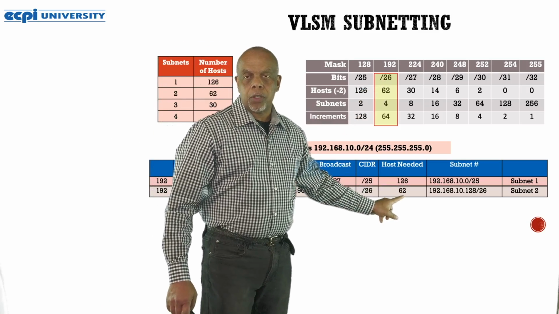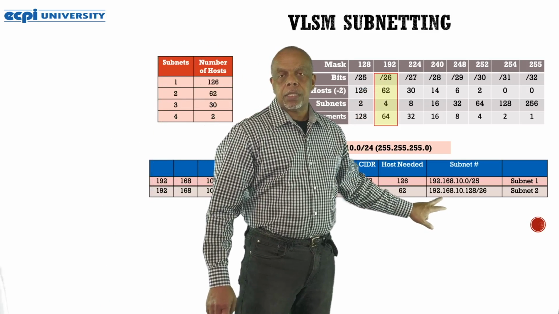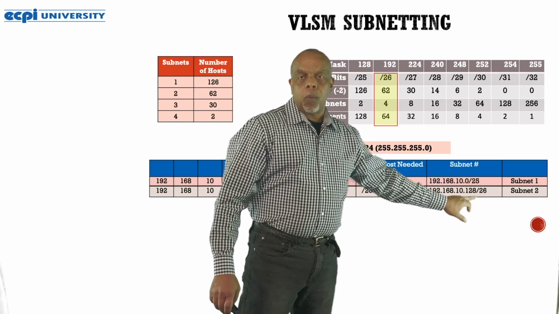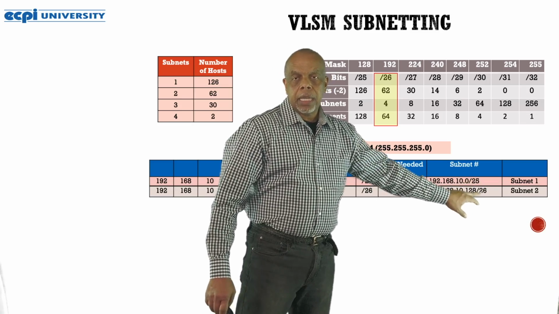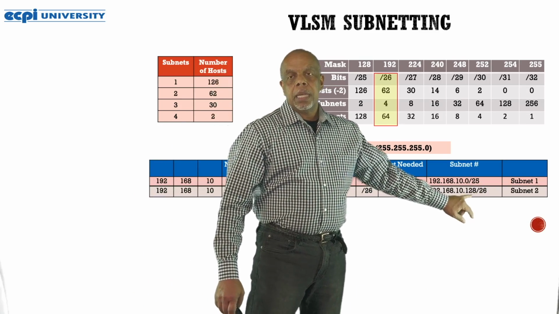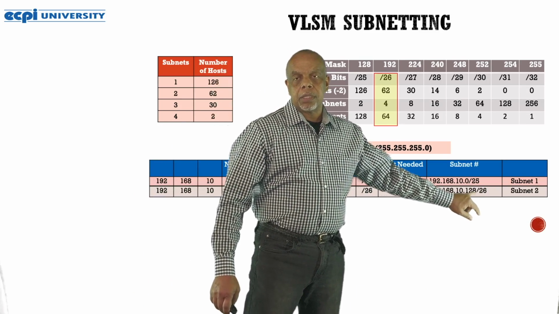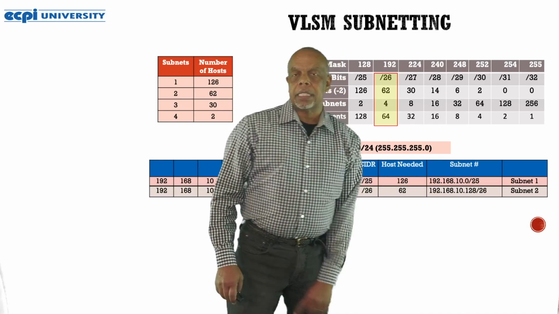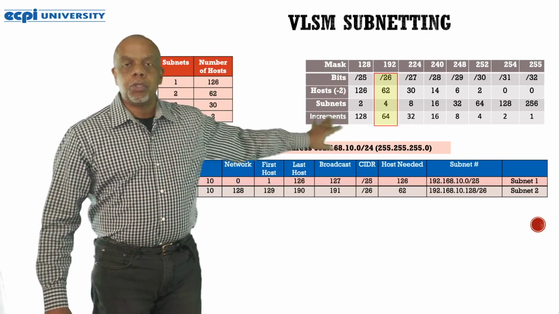That gives me the number of hosts I needed, and my address is 192.168.10.128 because that's where it starts with /26. So that tells me that my first assignable IP address is going to be 129. Because this is where my IP address range starts, and I'm incrementing by 64. So that gives me my first 2 subnets.